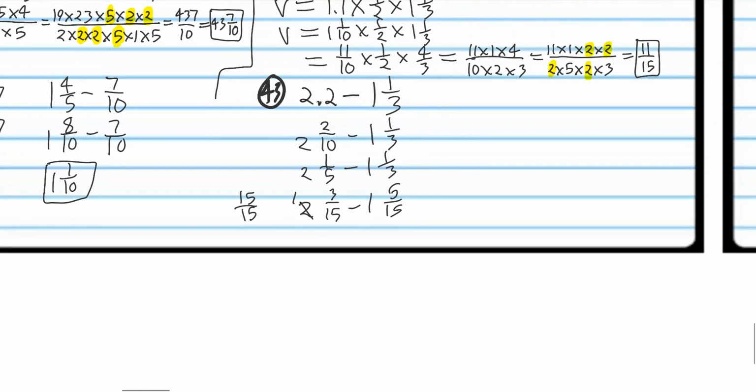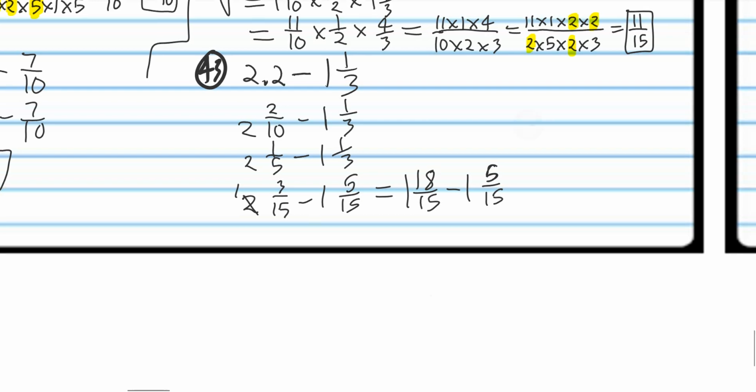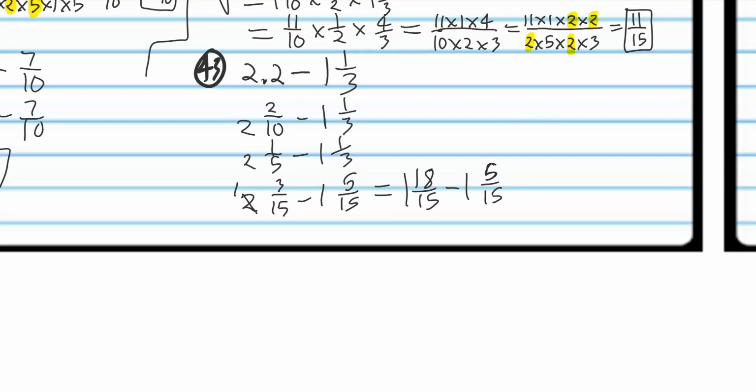So that number then becomes 1 and 18 over 15. Don't forget your whole number. Students often forget the whole numbers after they mess with the mixed numbers or change the form of them. All right, so all we did was we changed 2 and 3/15 to 1 and 18/15.